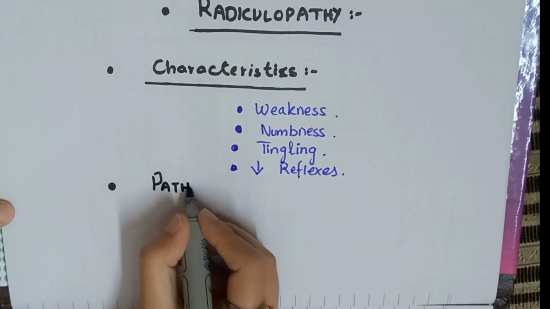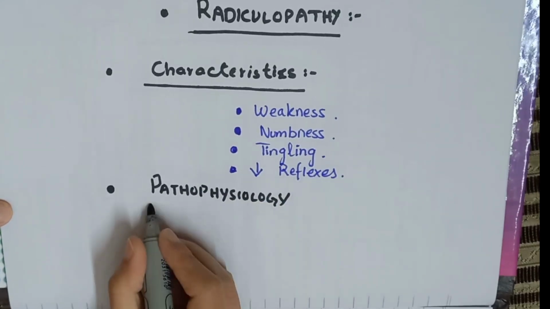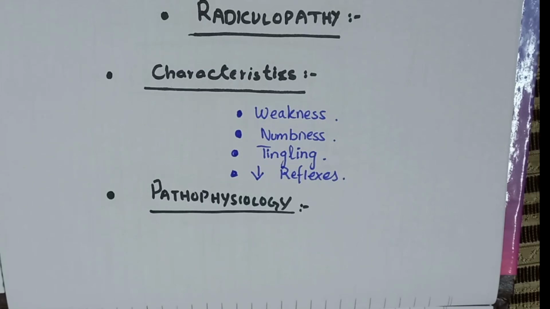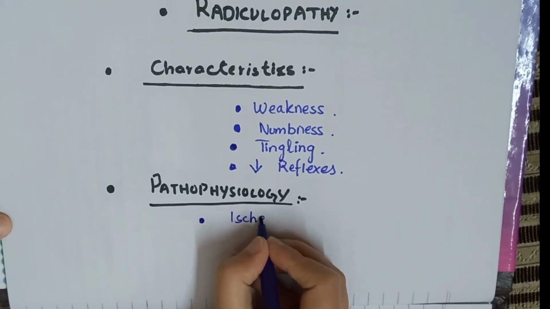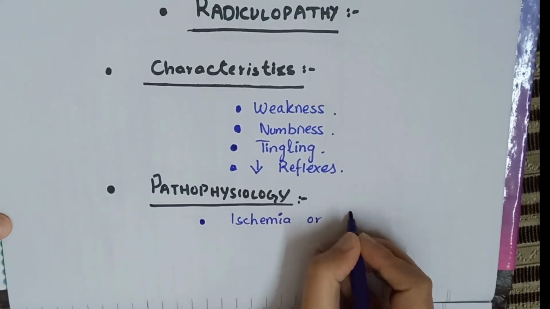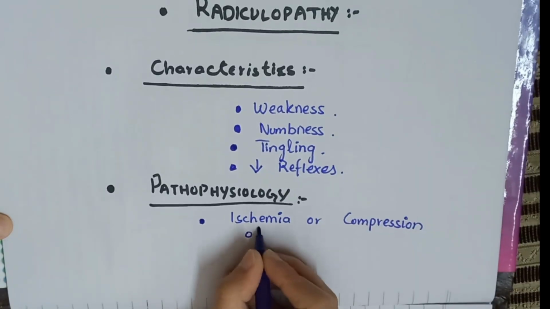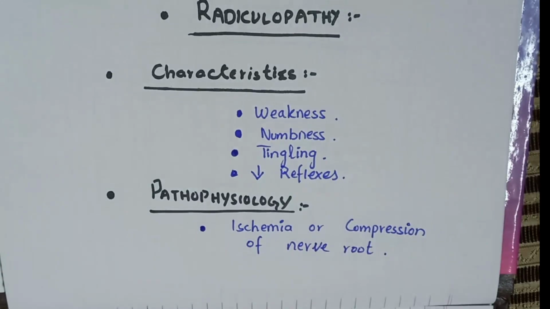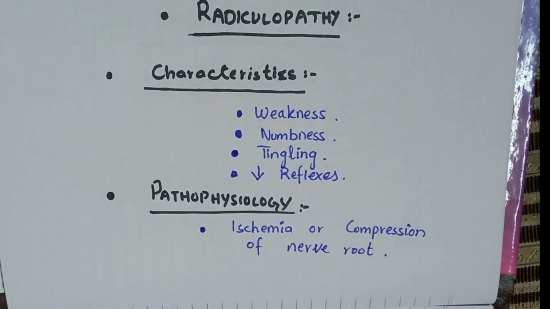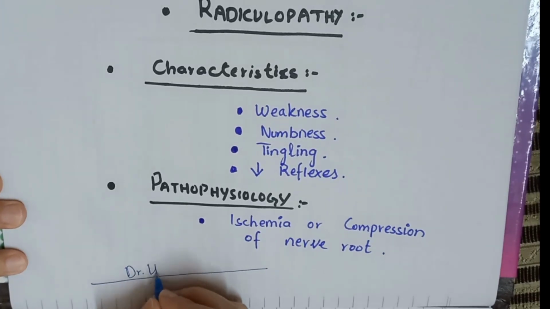Moving towards the pathophysiology, the pathophysiology of the radiculopathy is ischemia or compression of nerve root. So these are the characteristics and the pathophysiology of the radiculopathy, and that's all for today.